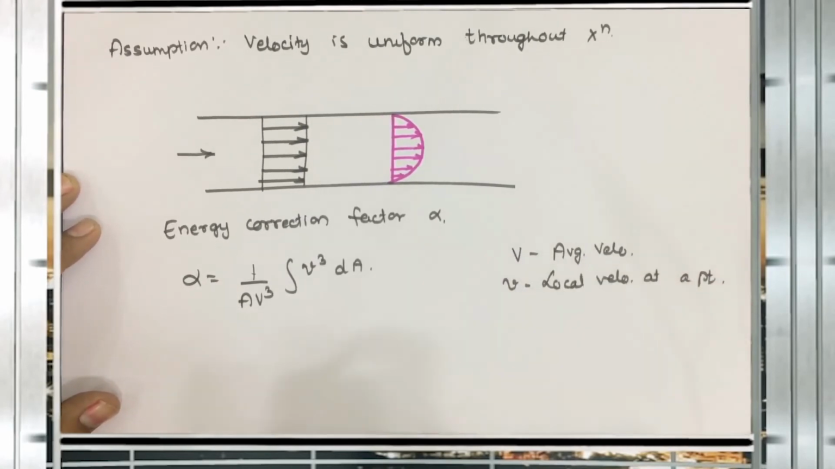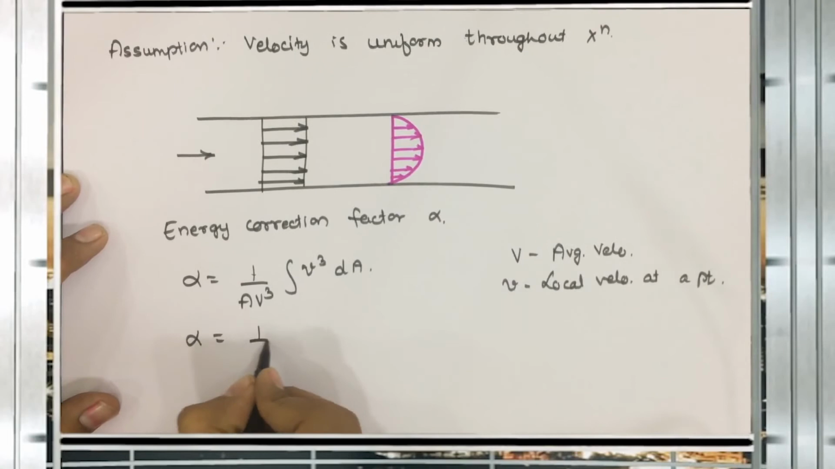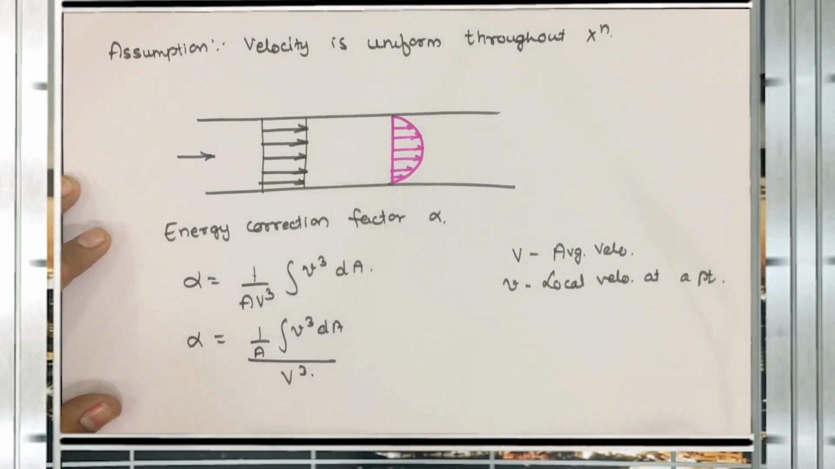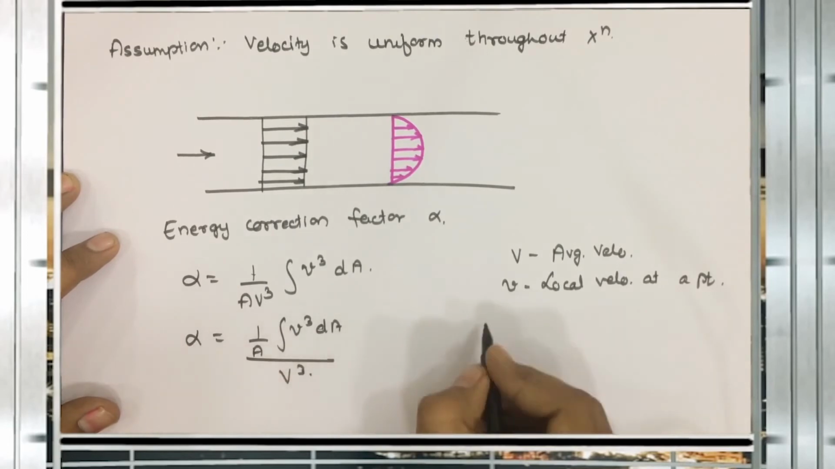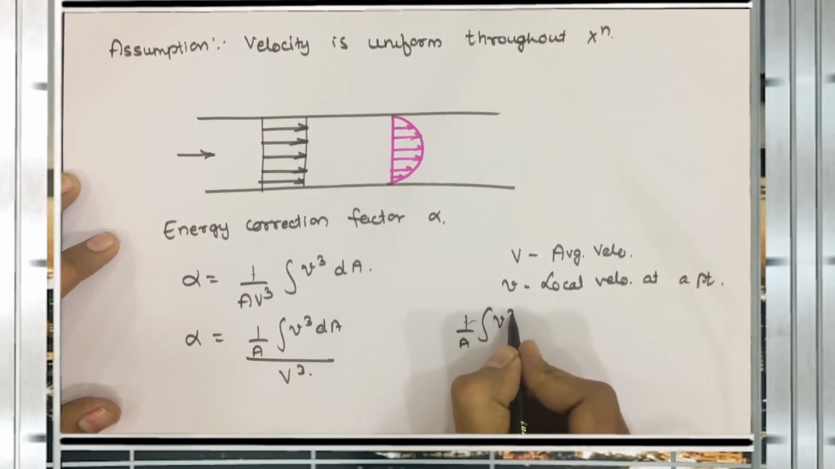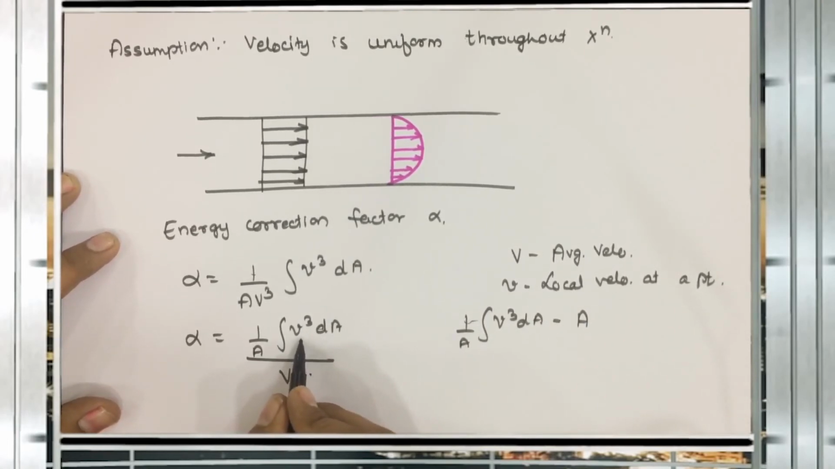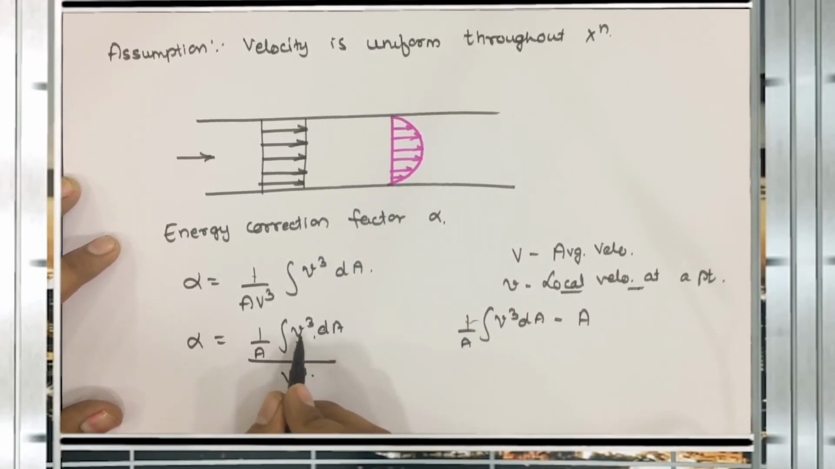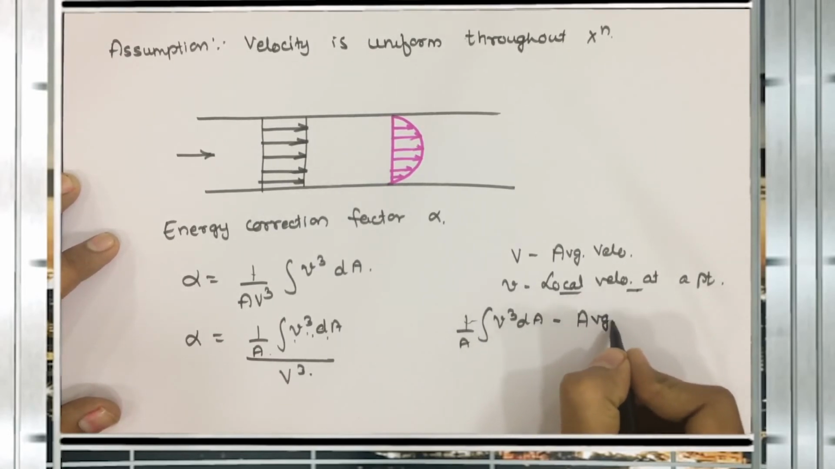Okay, now this can be further written as: here alpha is equal to 1 by A integration of v cube dA divided by capital V cube. Getting this? Now what is this 1 by A integration of small v cube dA? This is nothing but the average of the cube of local velocities at a section. Small v is the local velocity at a point. We are taking the cube of the local velocity and taking the average: integration of v cube dA divided by A.